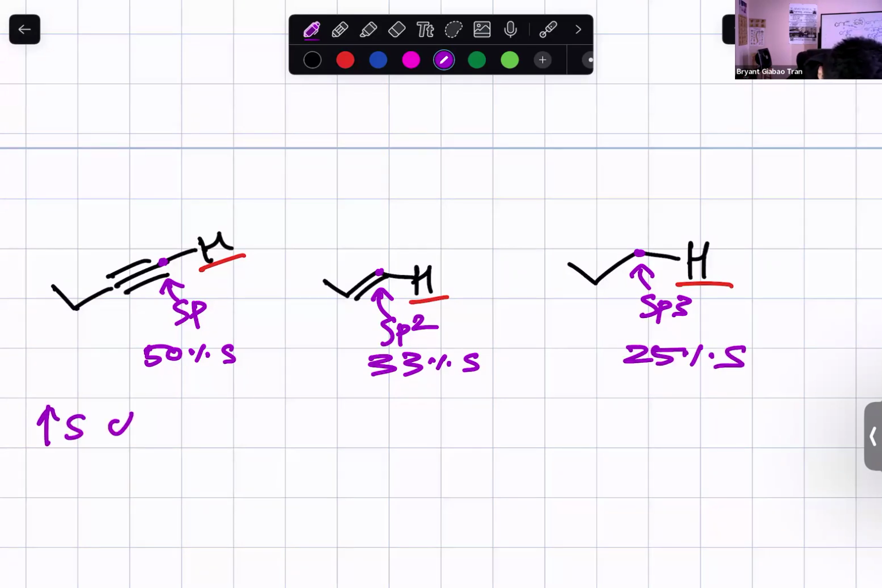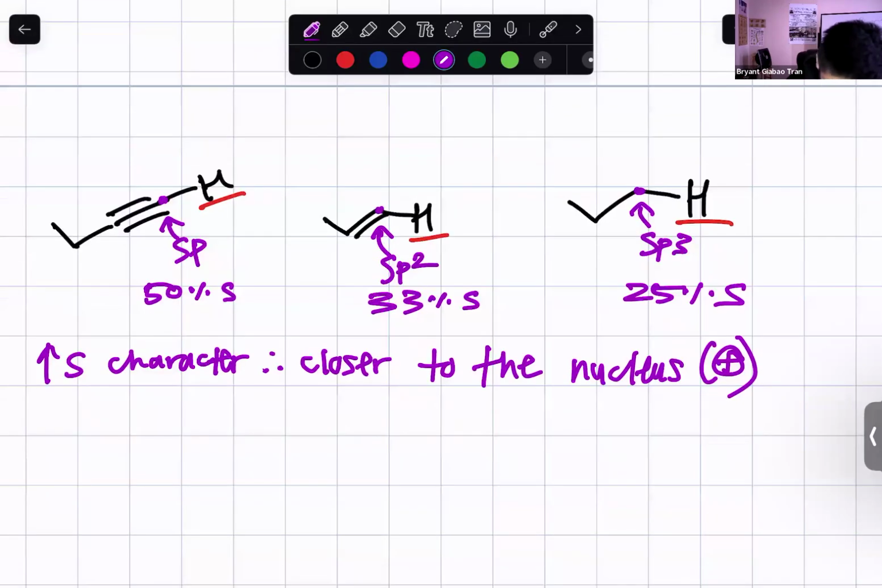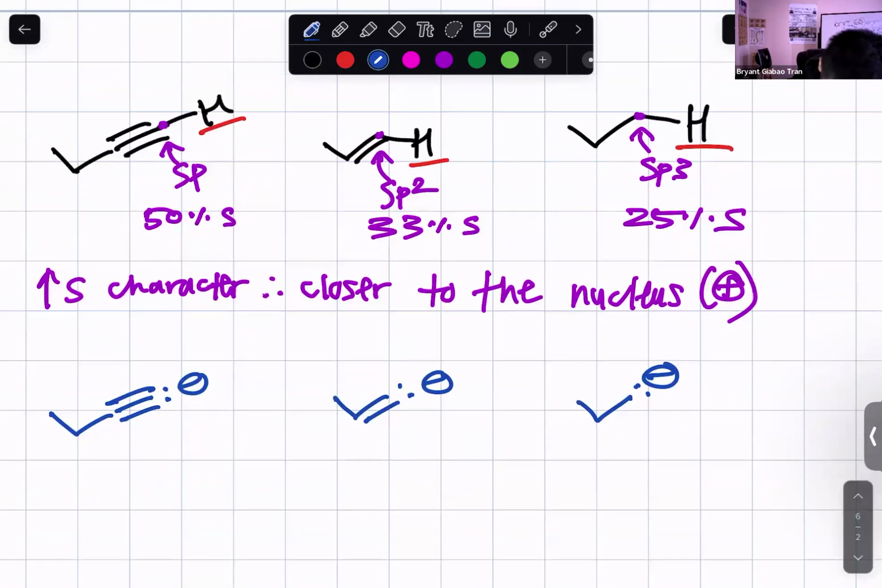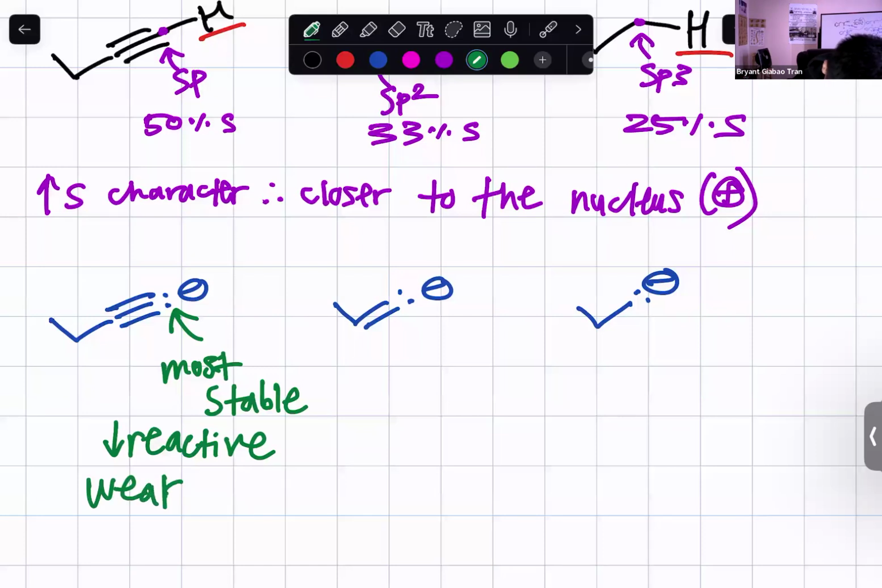And the more s character an atom has, the closer the electrons are to the nucleus, which is positively charged. So when we draw out the conjugate bases, say some kind of base is around and deprotonates those hydrogens, we get these conjugate bases here. This negative charge here is the most stable negative charge because it is the closest to the nucleus's positive charge, and opposite charges attract. So they want to be close to the nucleus. Because they are very close to the nucleus, that makes them very stable. And if they are very stable, they are less reactive, making them a weak conjugate base.